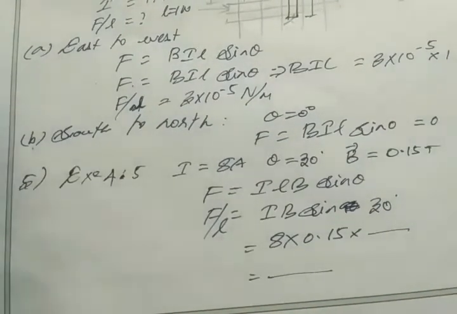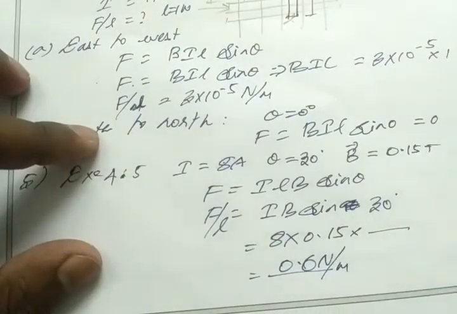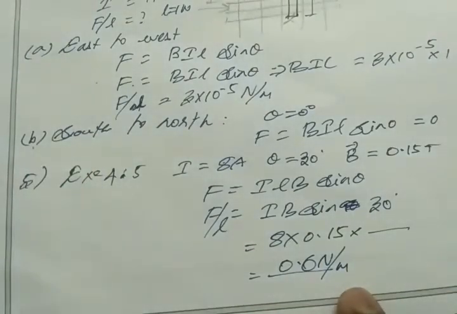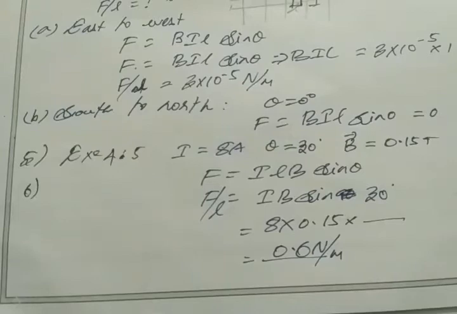Okay, I tell the answer. The answer will be 0.6 Newton per meter. You got the same answer? Then clap yourself. We will move to the next problem. The next problem will be your homework, Exercise 4.6.